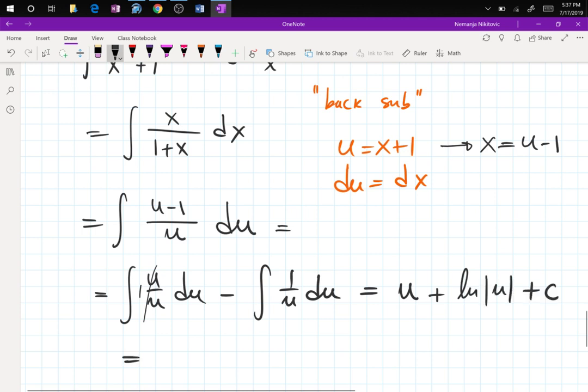Now, as it always goes, no one cares about u, so it's x plus 1 plus ln of the absolute value of x plus 1, and then plus c. So we have to use absolute value here because if you say x is negative 10, x plus 1 is negative 9, and ln is not going to be happy. I mean, ln is going to be happy, it's just that you are not happy because your answer is not real. It's going to be imaginary value, complex number. It's not impossible to take ln of negative number. It's just you're not there yet.